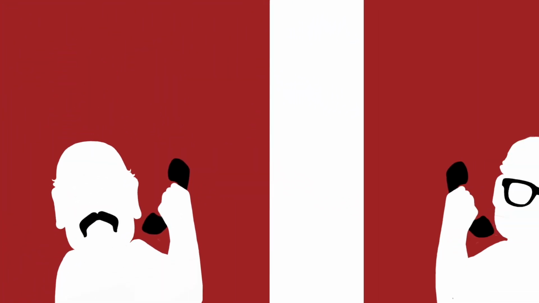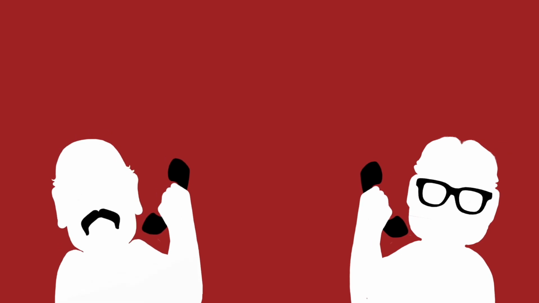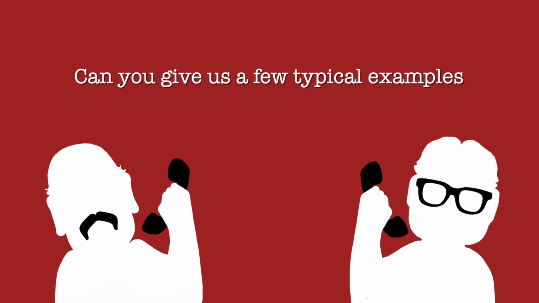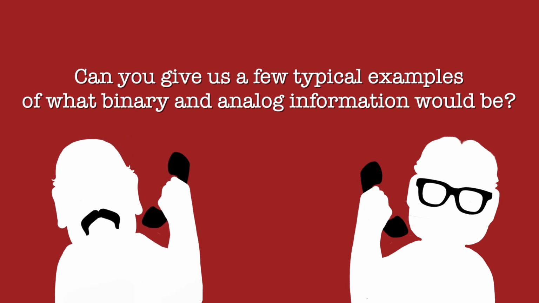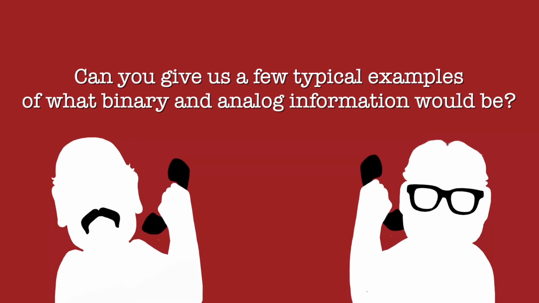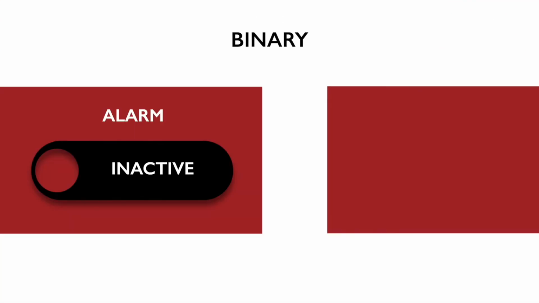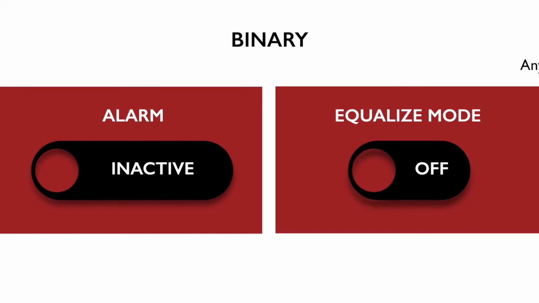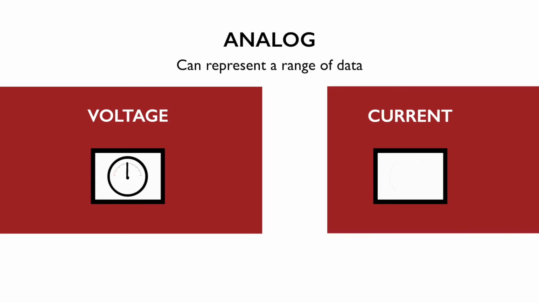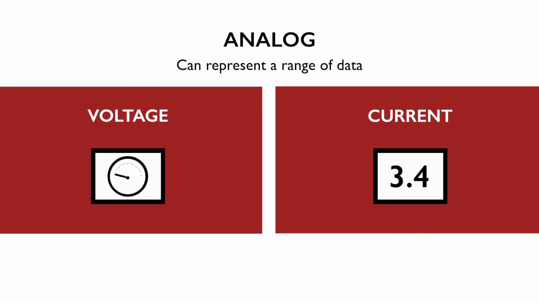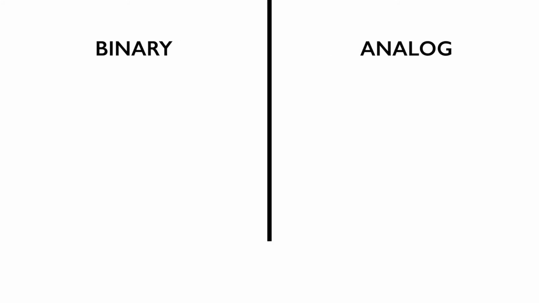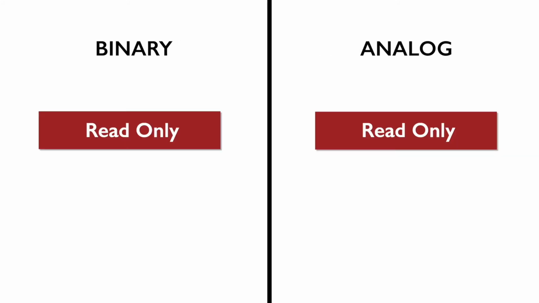And the other thing that we have is that we can put in both binary and analog pieces of information within our communication system. Can you give us a few typical examples, like what would a binary be and what would an analog example be? So a binary would be things such as an alarm that can be active or inactive. It could be a particular mode, like equalize mode, on or off. Anything that has 2 states would be considered a binary. An analog allows you to represent a range of data, something like a voltage or a current, which could be 10 amps, 6 amps, or 3.4 amps. The protocols handle both of those data types a little differently. Some of the points are read-only, and some are readable and writable.